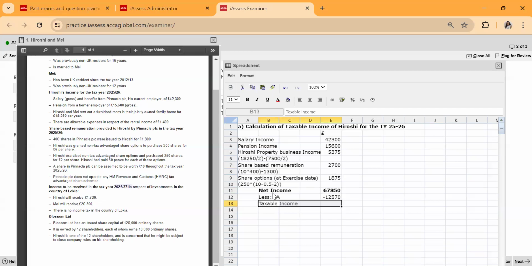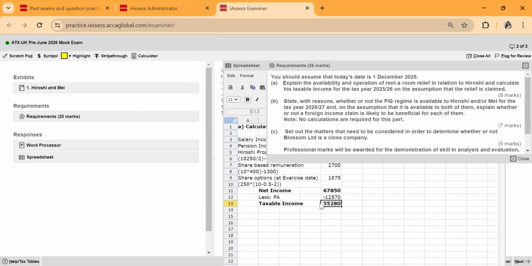So my taxable income will be, now it's simple, just sum. You get 55 to 80. Taxable income done, rent a room relief done, and you are done with everything. The A part is done completely. Now let's look at the second part, because I'm sure that is about the FIG scheme. So we're done for 8 marks comfortably. The very important points in this calculation were the non-tax advantage shares and non-tax advantage options. These two were technical points here.